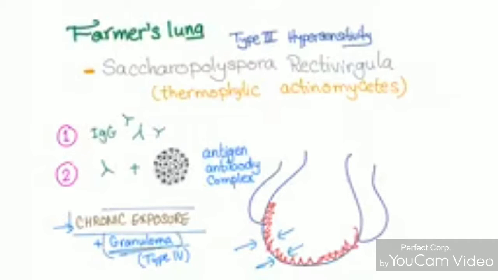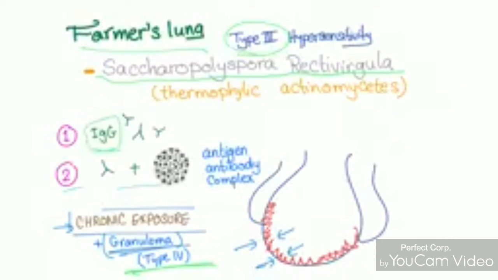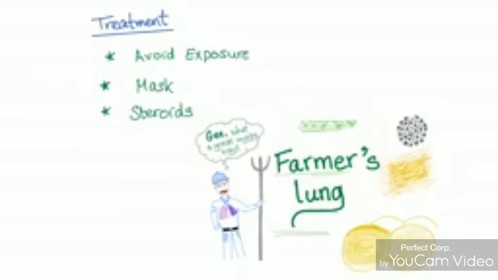On chronic exposure, granulomas can form, and of course granulomas are seen in hypersensitivity reactions. So farmer's lung is a type 3 hypersensitivity reaction. Saccharopolyspora rectivirgula. First exposure, antibody; second exposure, antigen-antibody complex. They precipitate in the alveolus.